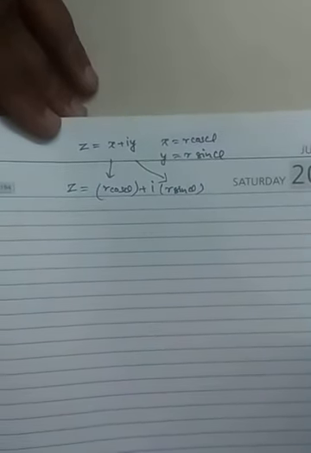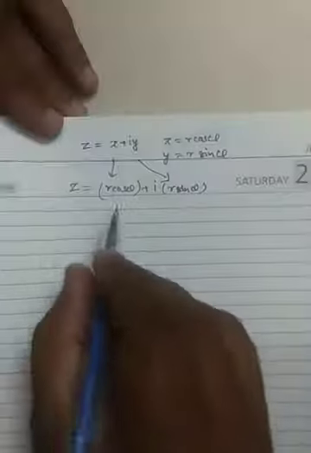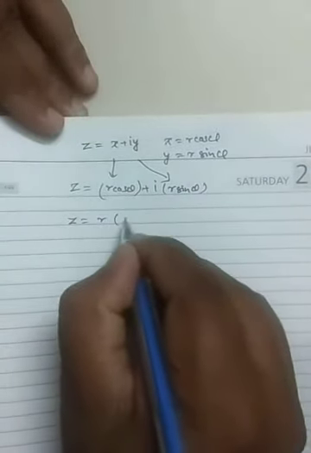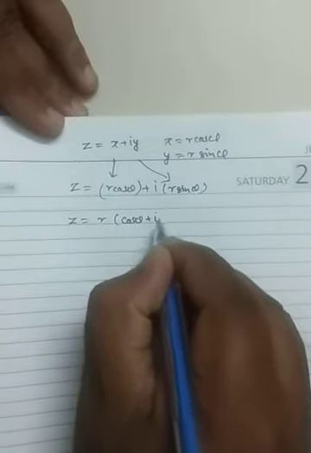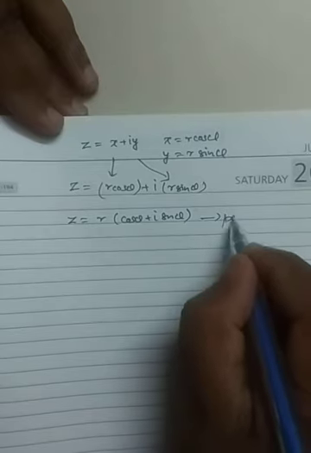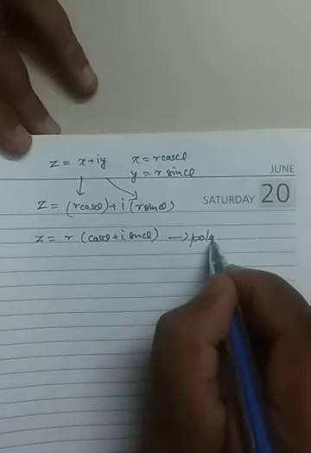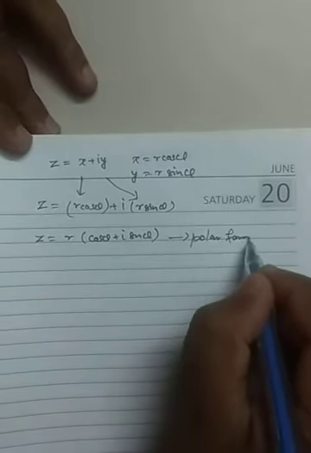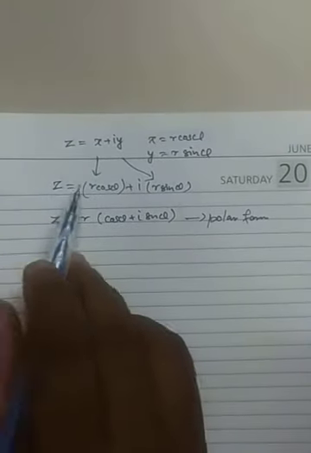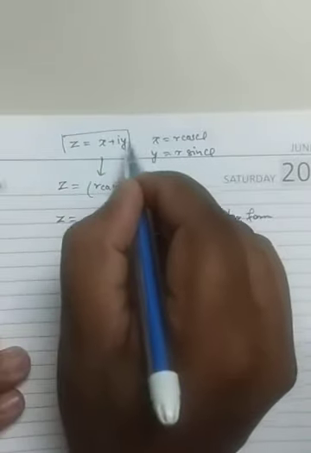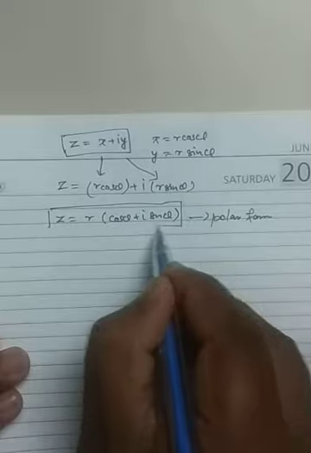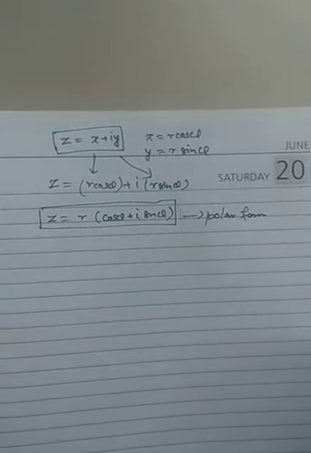So from this one you can take r commonly. So we are taking r commonly. Now r into cos theta plus i sin theta will come. This is nothing but what we can say polar. We can say it's a polar form. Polar coordinate system or polar form we can say. So z is a complex number, z equal to x plus iy, which is in Cartesian form. If we are writing z equals to r cos theta plus i sin theta, that is nothing but a polar form we can say.